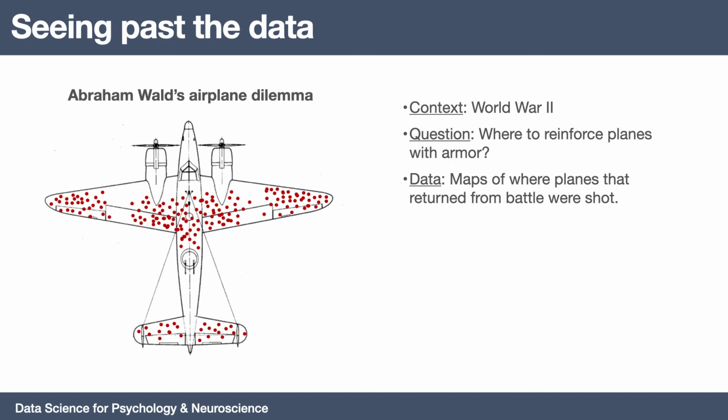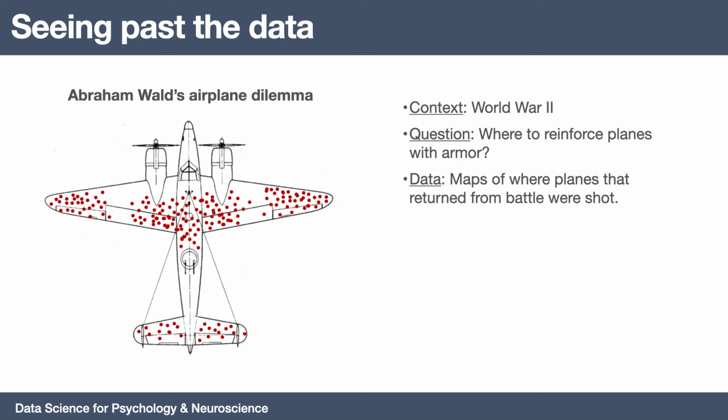Wald was faced with a dilemma. The generals wanted to know, where do they need to reinforce planes going into combat in order to reduce the number of downed aircraft during battle? Essentially, where do you put more armor on planes? The data that Wald was given was a map, which you see here on the left, showing points on a particular plane model where bullet holes were observed on planes that came back from battle. So this is the set of data that Wald was tasked with analyzing in order to know where to put more armor on planes.